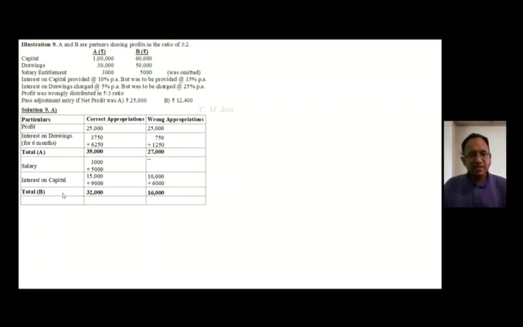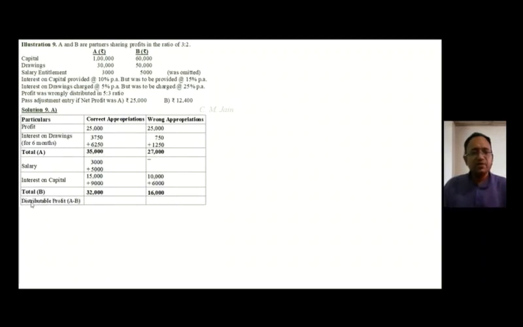Now, let's compare total B with total A. We see that as per correct appropriations, the amount available was 35,000 and amount to be given was 32,000. So full appropriations can be given. As per wrong appropriations also, amount available was 27,000, but the appropriations to be given were 16,000 only. So again, full appropriations can be given.